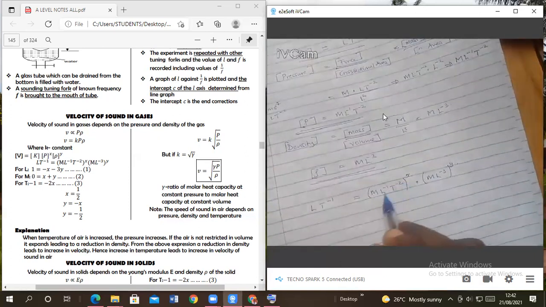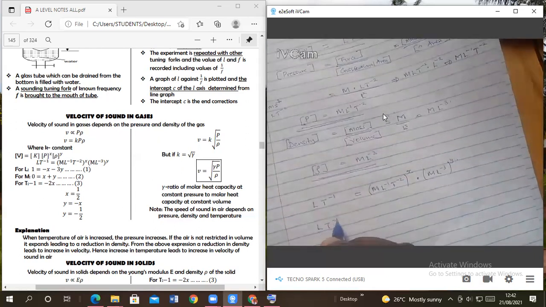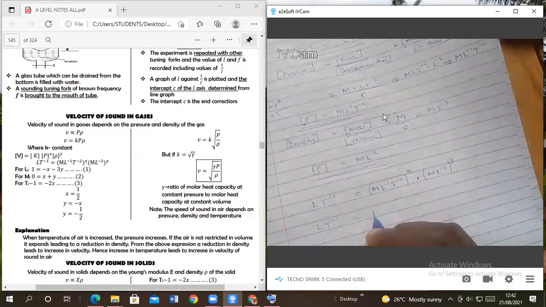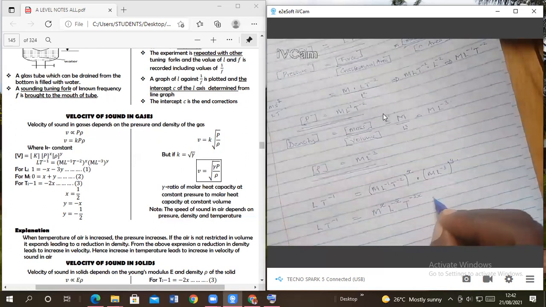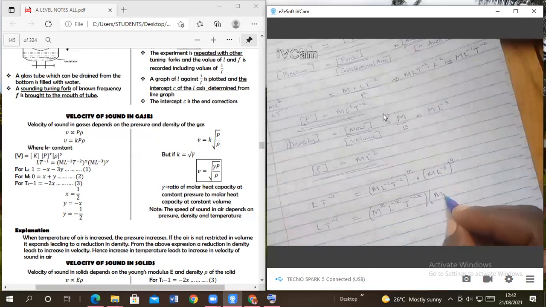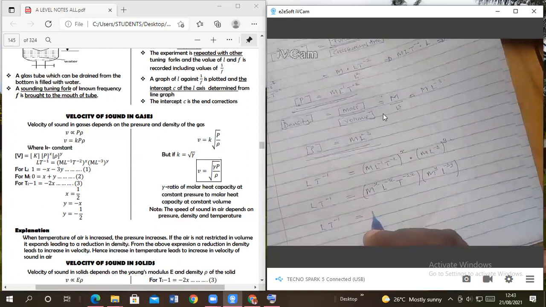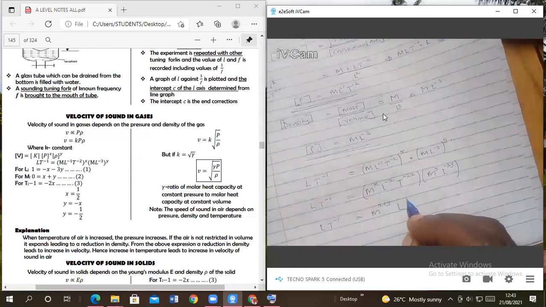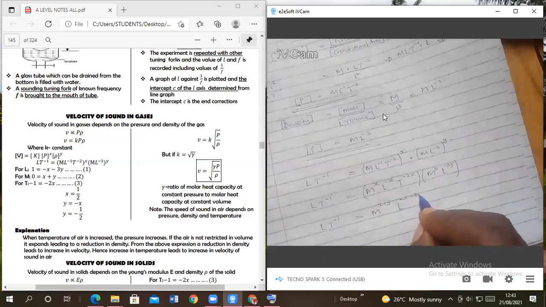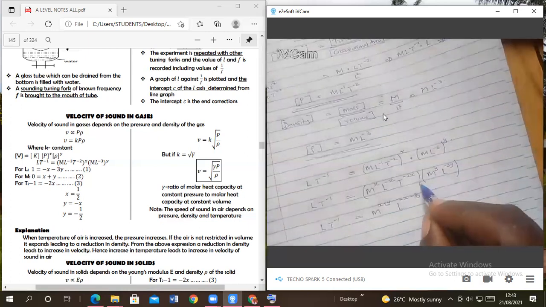Let us now open the brackets here. We have LT negative 1 equals M to the power X, then L to the power negative X, then T to the power negative 2X, times M to the power Y, then L to the power negative 3y. So here, what do you get? L to the power negative 1 is equal to M to the power x plus y, then L to the power negative x minus 3y, then T to the power negative 2x.